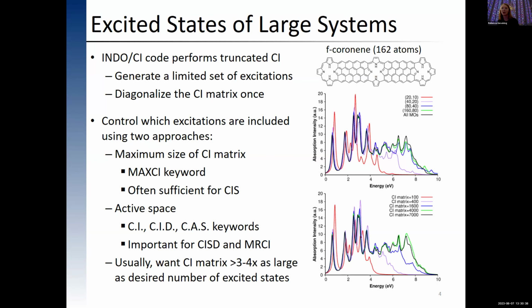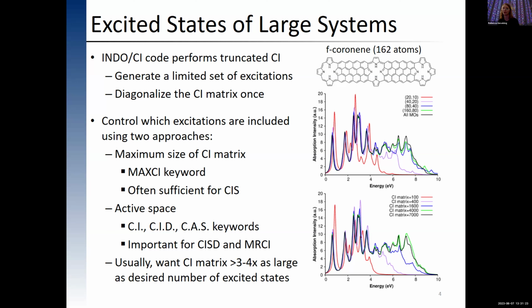Just an example of going to a large system. This is F-choranine with 162 atoms, looking at some different parameter choices. On the top, it's changing the active space, and on the bottom, it's changing the size of the CI matrix. By default, this code does basically a truncated single CI where it limits the size of the CI matrix. I believe the default is 2000, and so the lowest energy 2000 excitations are included in the CI matrix. You diagonalize it once and get your energies from that.